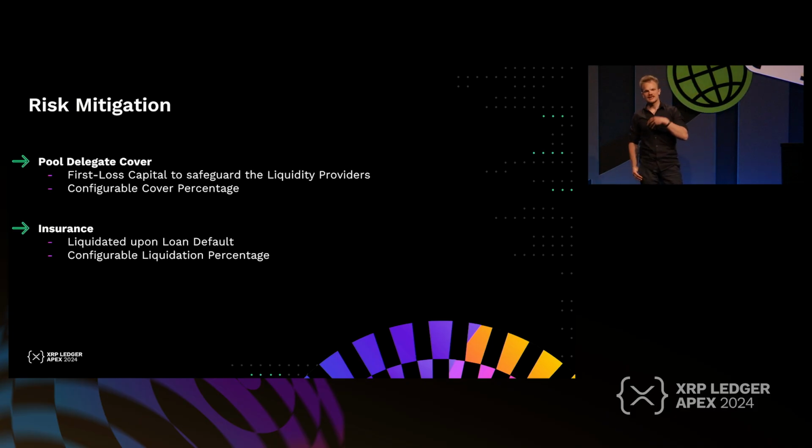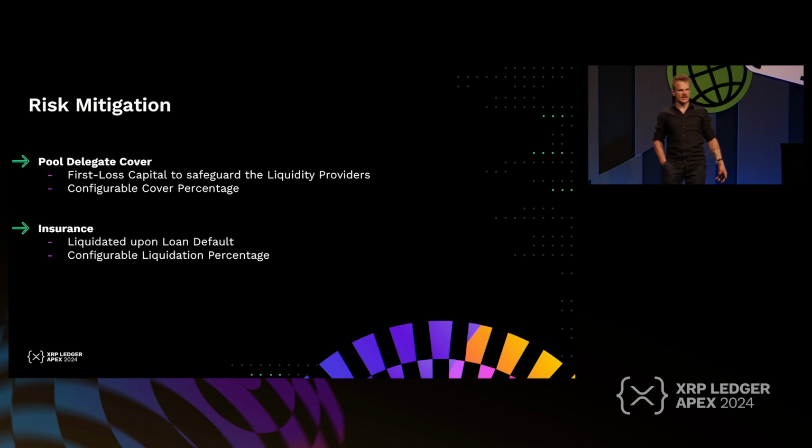Again, the lending protocol is not prescriptive. It is up to the pool delegate to decide how much first loss capital they are willing to deposit and how much of their first loss capital they are willing to use to protect the liquidity providers. So for example, if the pool delegate chooses to provide 0 first loss capital, it means that the liquidity providers are bearing all of the risk for the borrower.